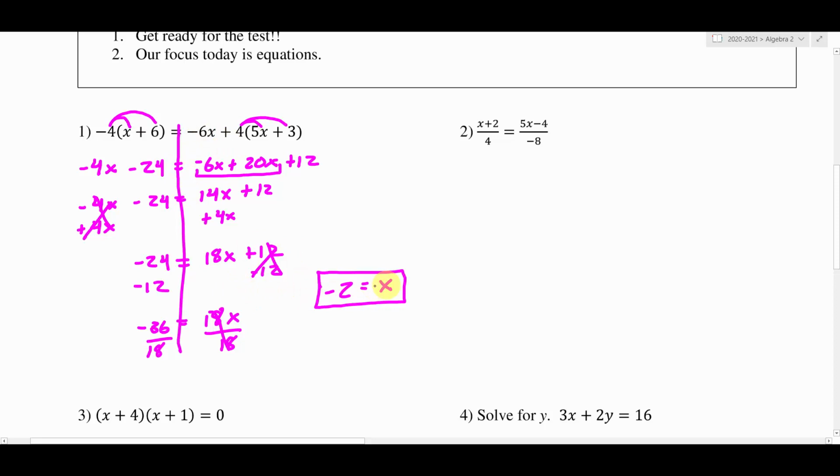All right. But I'm a little lazy, so I'm not going to plug that in. But if you guys want to, like during the test, you can always do that as a way to check your answer. All right. So here we go.